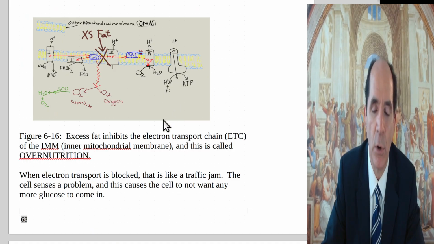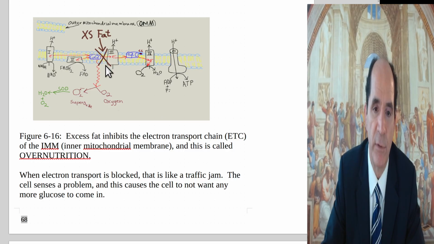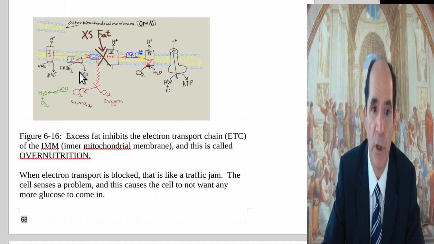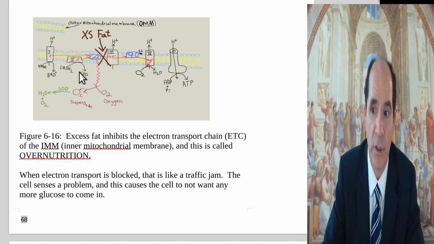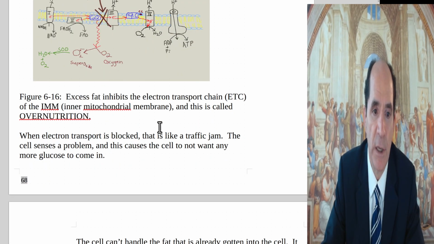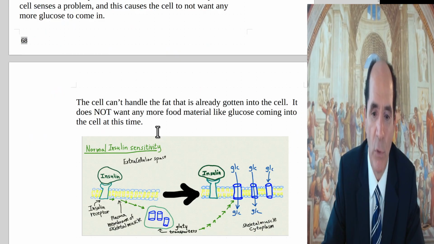Here is to show where the excessive fat, especially saturated fat, causes inhibition of the intermitochondrial membrane, right in the region of coenzyme Q and complex 3. That's also going to cause a backup of succinate. That's not good. You don't want that. The phrase that's often used is overnutrition.